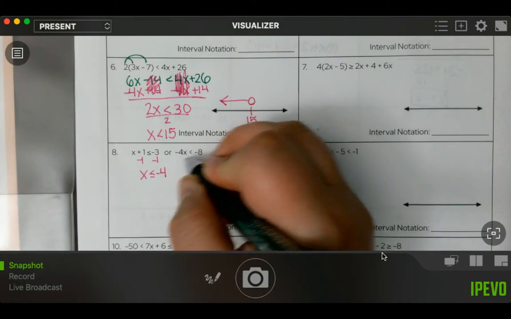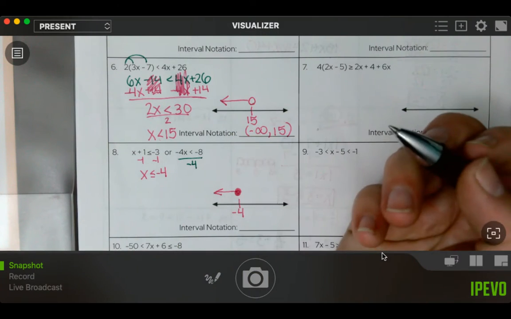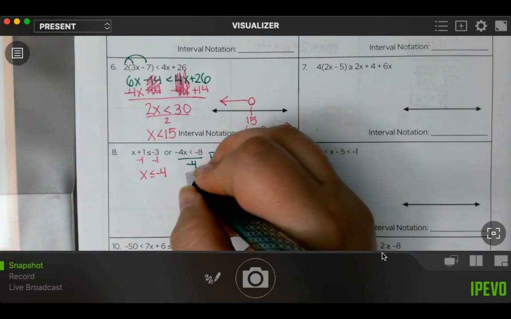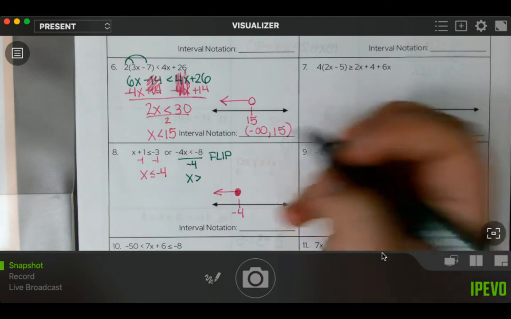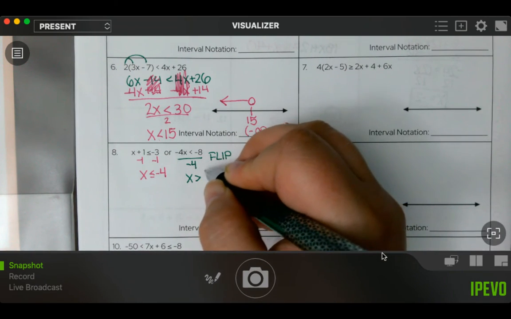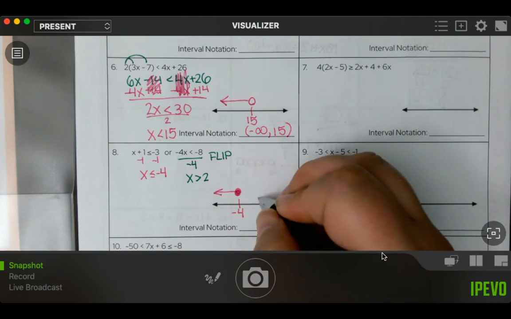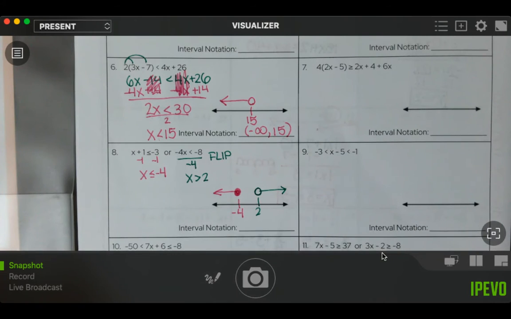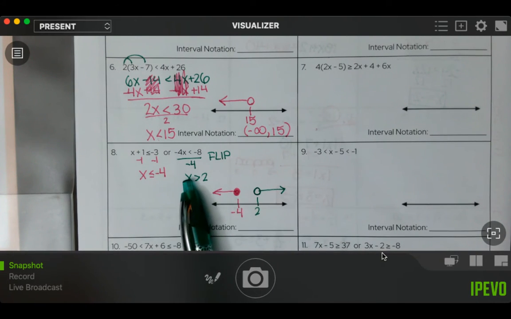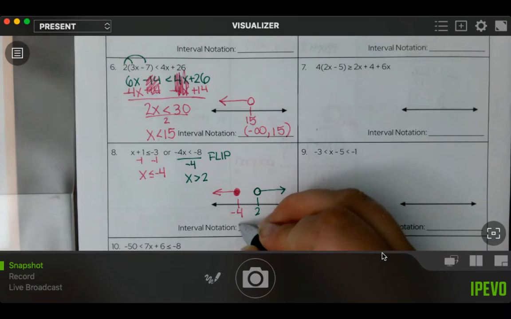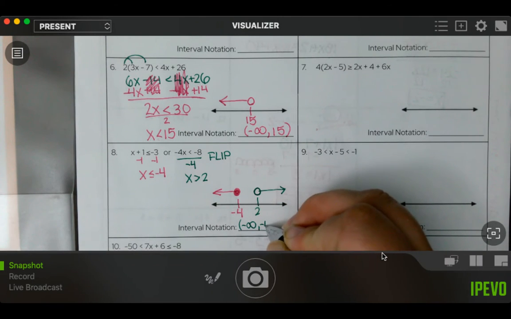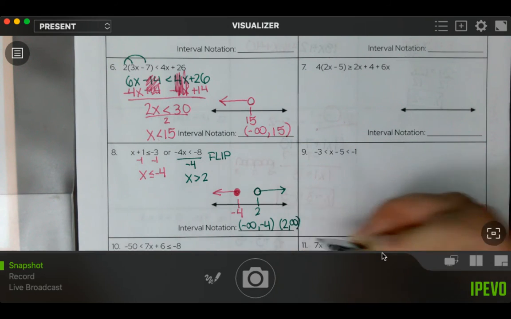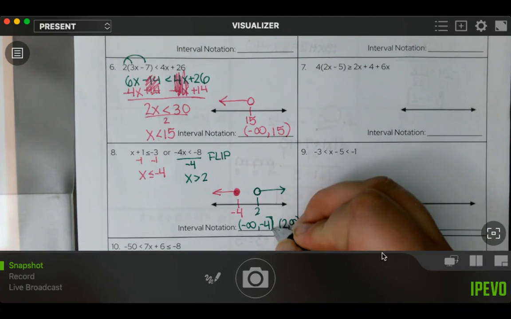Then, for this one, I'm going to divide the whole thing by -4. But when you divide an inequality by a negative, you have to flip the symbol. Like that. Then, -8 divided by -4 is 2. And it goes to the right because that's which direction it's facing. My interval notation is going to be -infinity to -4, and then 2 to infinity. And I just made a slight mistake. Hopefully you caught it. This is supposed to be a bracket.